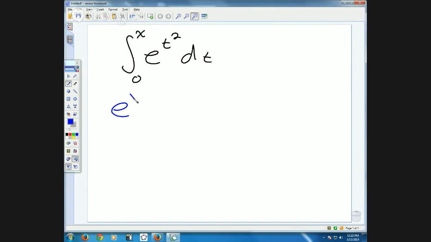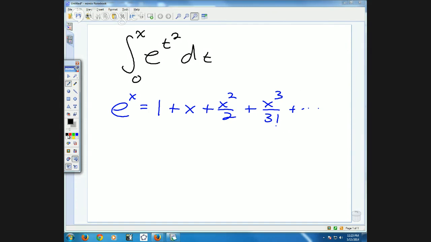And we know the Taylor series for e to the x is equal to 1 plus x plus x squared over 2 plus, what's next? x cubed over 3 factorial, and so on. So we're getting closer. Next we need to know the power series for e to the x squared, or we can say e to the t squared.